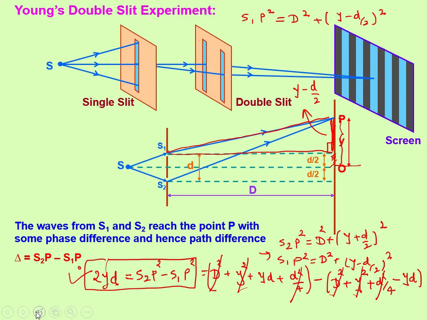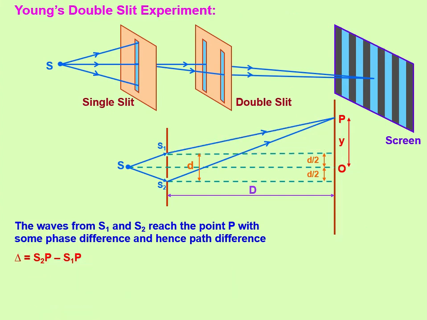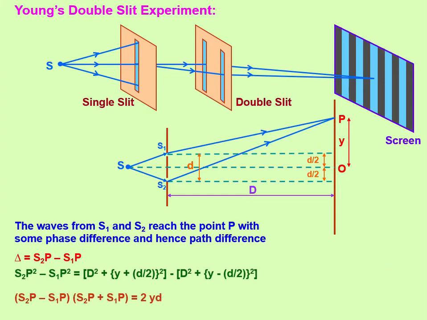Okay, after writing this down, we can move ahead, and these are the same terms. See, S2P square, S1P square, when we subtract them, you get 2yd. All right. When we expand them, S2P square minus S1P square is a factor, that is a square minus b square, which is (a minus b)(a plus b). Similarly, if we simply add them, S2P plus S1P, we'll get 2 capital D, and S2P minus S1P is the path difference.